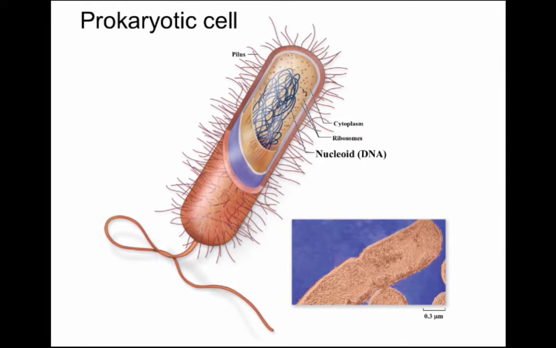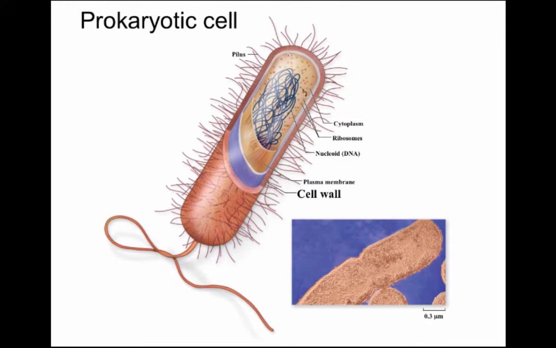There is a nucleoid region where the DNA is present. This is not the same as the nucleus in a eukaryotic cell, but it's the area where the DNA is more densely found, even though it's not surrounded by any membrane. There is the plasma membrane that encloses all the components of the cell.